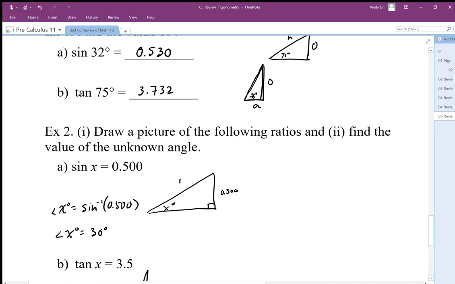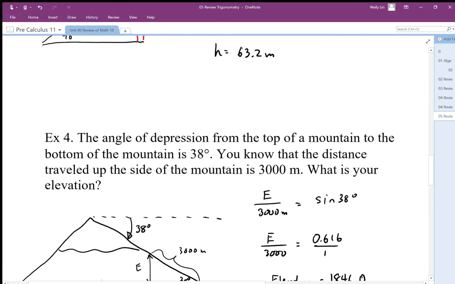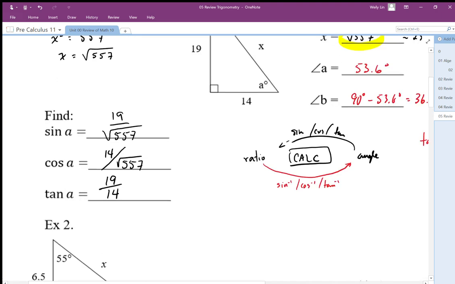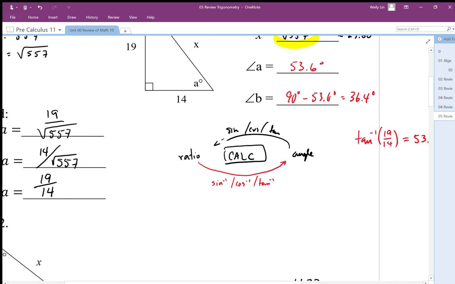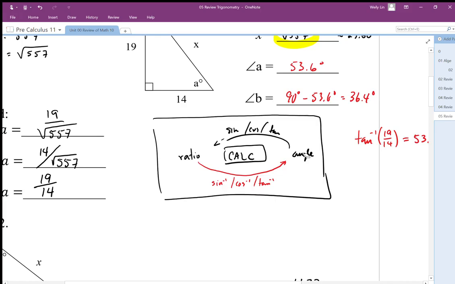I'm just going to go back and forth using either the tan or the arctan depending on the direction I'm going. I think I drew it up here. This is a very important concept. Understand when you use arctan and tan, and when you need to use your calculator.